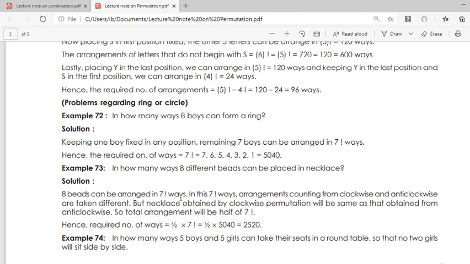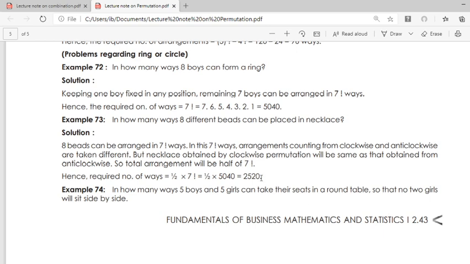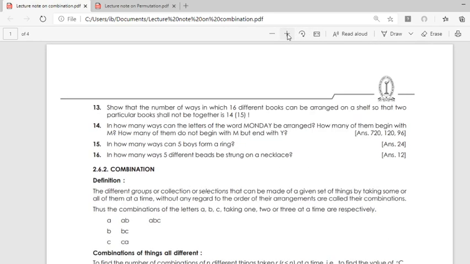Now, arrangements counted clockwise or anti-clockwise are taken differently. But the arrangement of beads obtained by clockwise permutation is the same as the one obtained by anti-clockwise. So we can now say, taking into consideration both clockwise and anti-clockwise, that we have 1 over 2 times 7 factorial. Let's go to the other part of the lecture note.